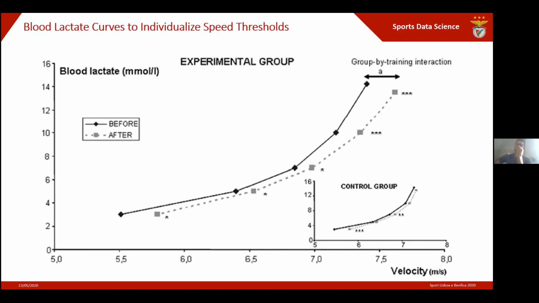So what you see here is a blood lactate curve. On the x-axis is velocity, on the y-axis is the reading or the value of their blood lactate. And typically what we do is we do a test with the athletes to have them run at certain speed bands. So we will place 2 cones apart, and they need to get from one cone to the next within a certain number of seconds.